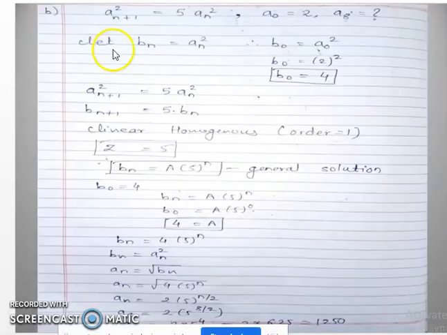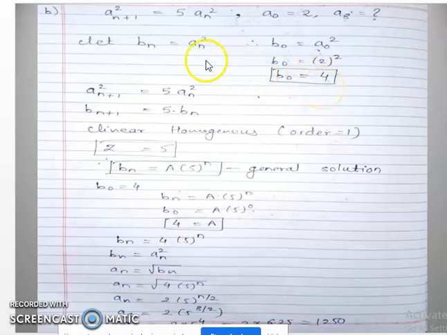Next question is a(n+1) square is equal to 5 into an square, with initial condition given a0 is equal to 2, and find the value of a8. Firstly we let bn is equal to an square. Then we put the n value as 0 because of the initial condition a0 is given. So b0 is equal to a0 square. Then a0 value is given, that is 2, we put 2 square. Then b0 is equal to 4. Therefore we get b0 is equal to 4.